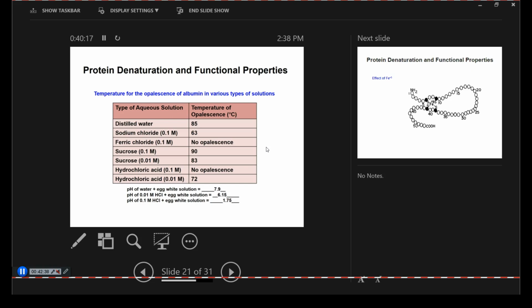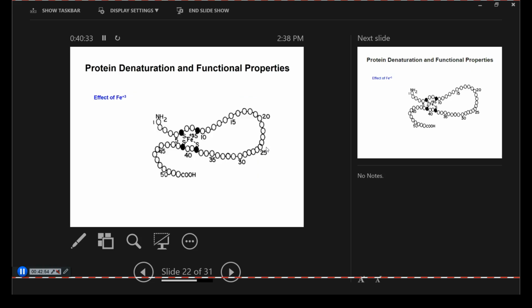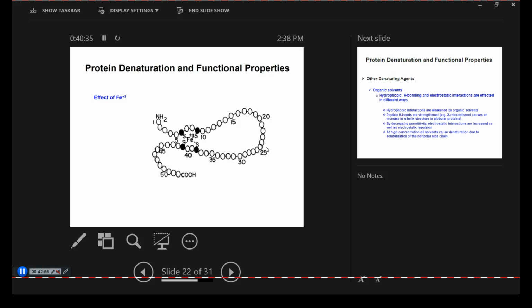With added salt at a particular concentration, we got a reduction in denaturation temperature. However, with ferric chloride instead of sodium chloride, we didn't see any opalescence. Same concentration, but it turned out that the iron formed ionic bonding with the sulfhydryl groups and even made the structure more compact. So no matter what we heated, it didn't unfold.